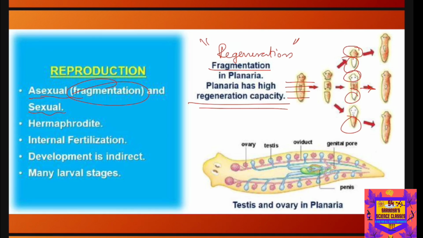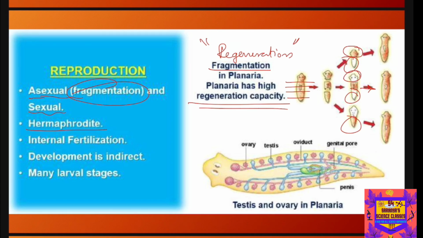So this is the thing we have to remember. Planaria is the organism which is showing the highest degree of regeneration, right? And what about their sexes? Here you can see that sexes are present in one organism itself. That's why they are called hermaphrodite. The male and female sex organs are present in the single organism, right?